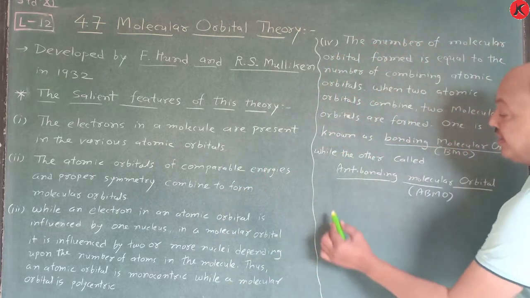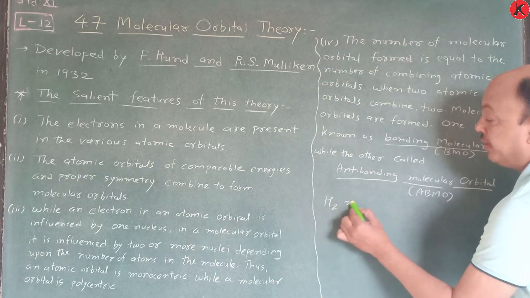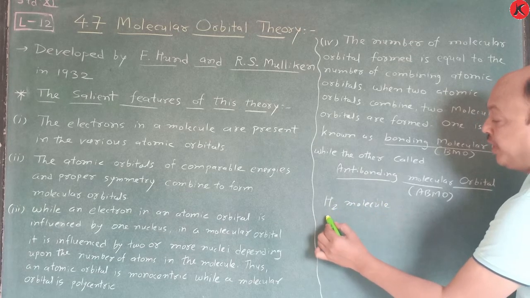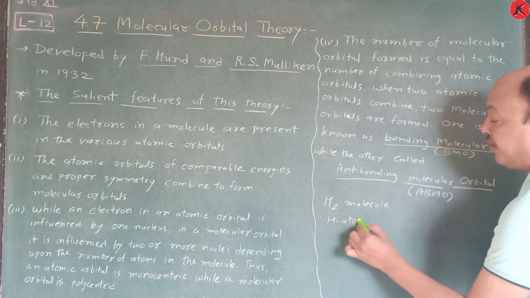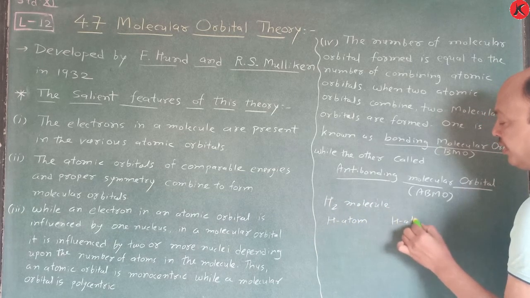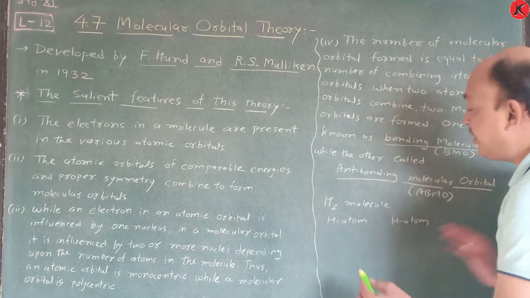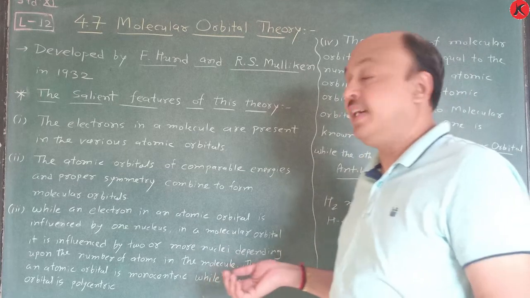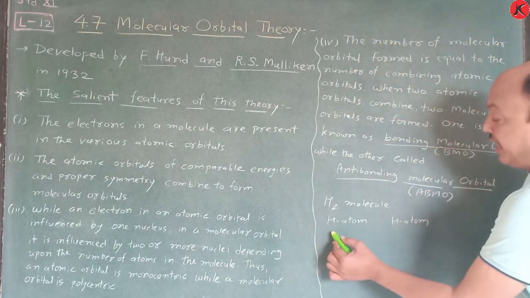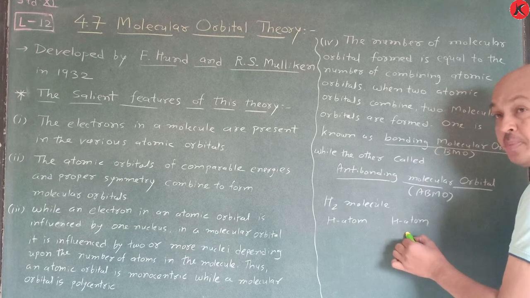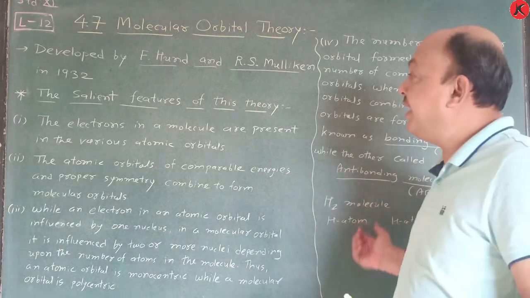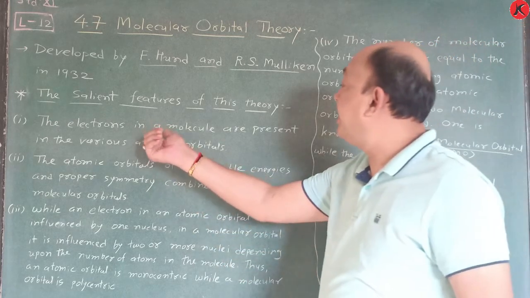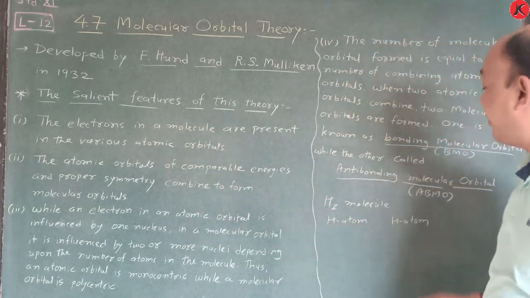For example, consider here the H2 molecule, which is made up of hydrogen atom and hydrogen atom. So for these hydrogen atoms, the probability of finding the electron waves is denoted by atomic orbitals. This is also atomic orbitals. But when they combine at a time, it is converted in terms of molecular orbitals. Okay. So the electrons in a molecule are present in the various atomic orbitals.